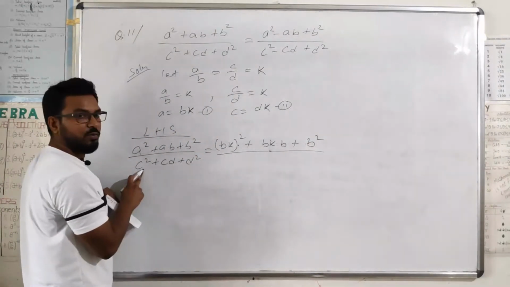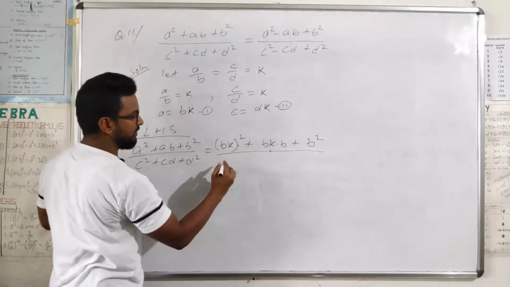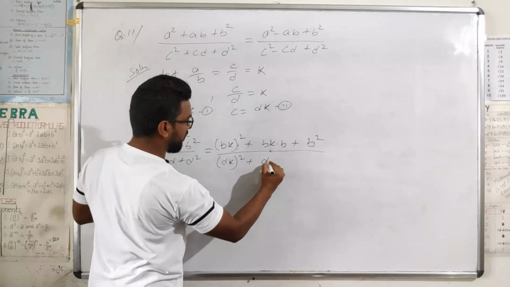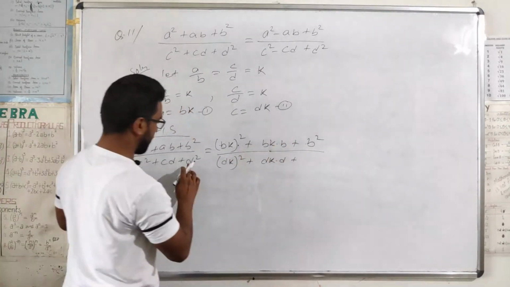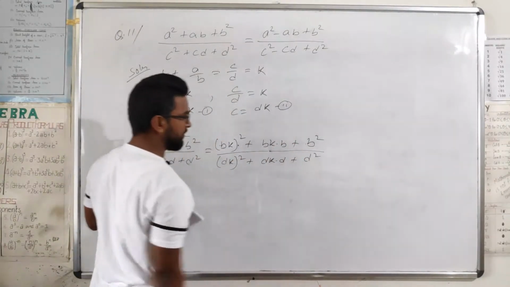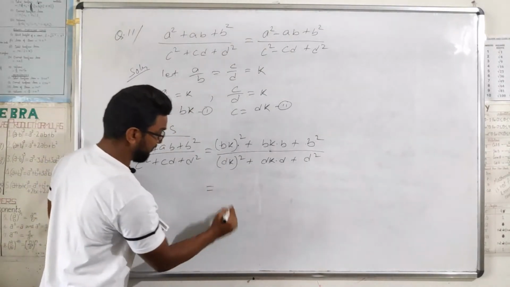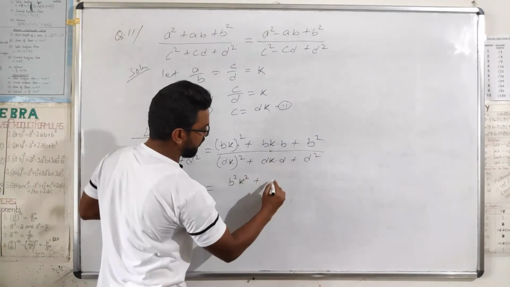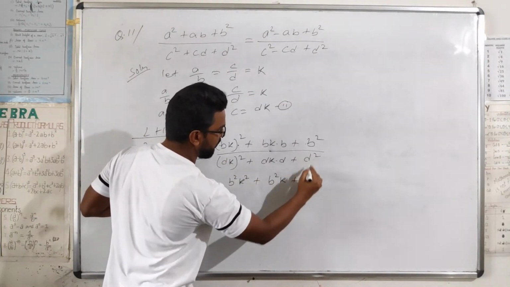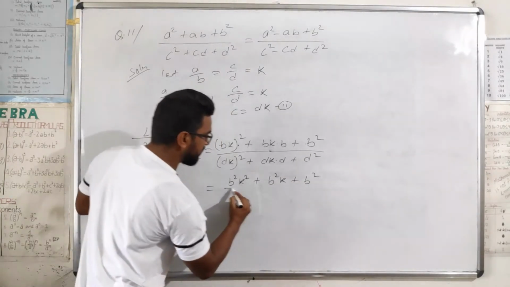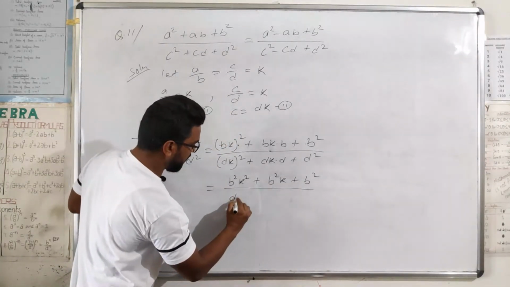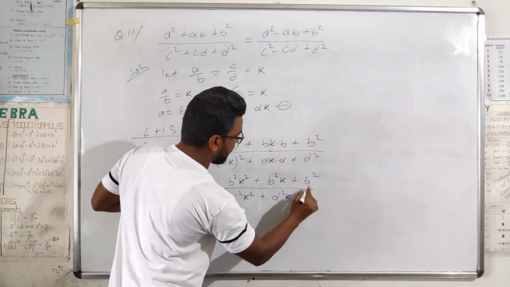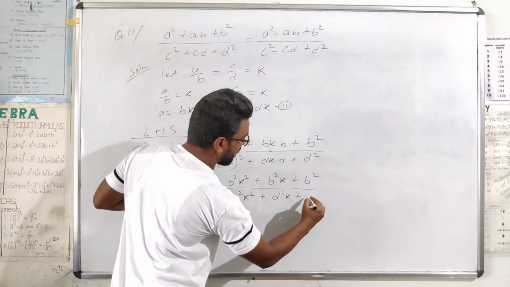Similarly, in the denominator, what is the value of c? c is dk. So we'll write dk whole square plus, this is cd, so dk into d plus d square. So we'll write d square as it is. Next part we'll do. This will become b square k square plus b square k, and this is as it is. Next, this will become d square k square plus d square k plus d square.